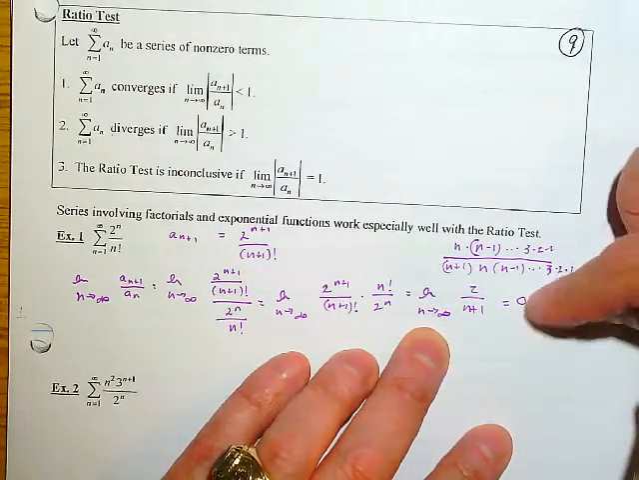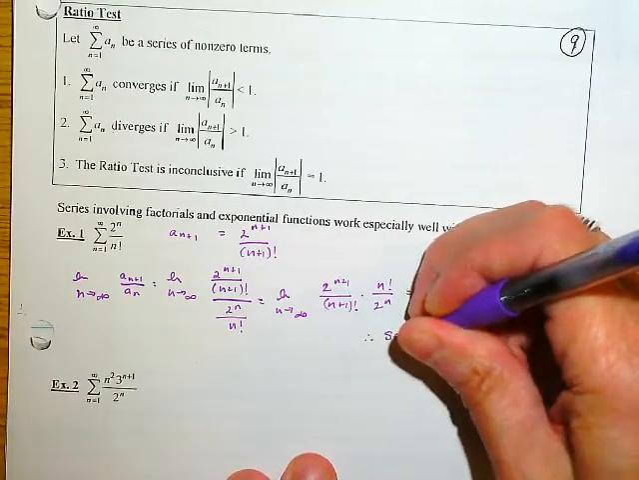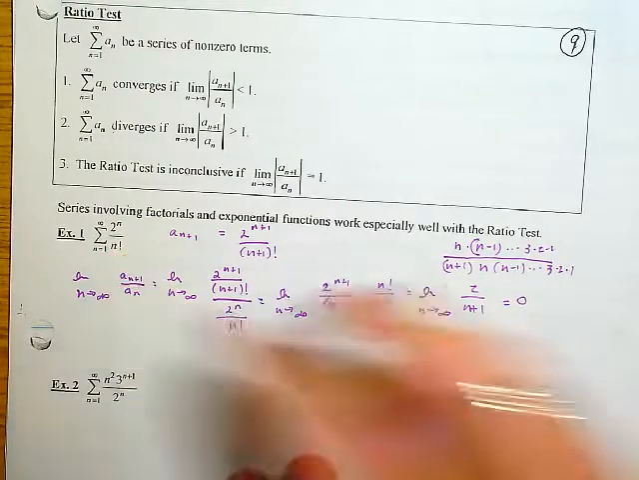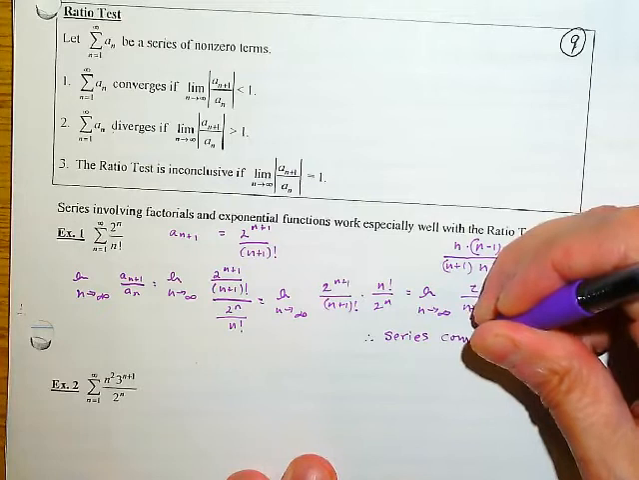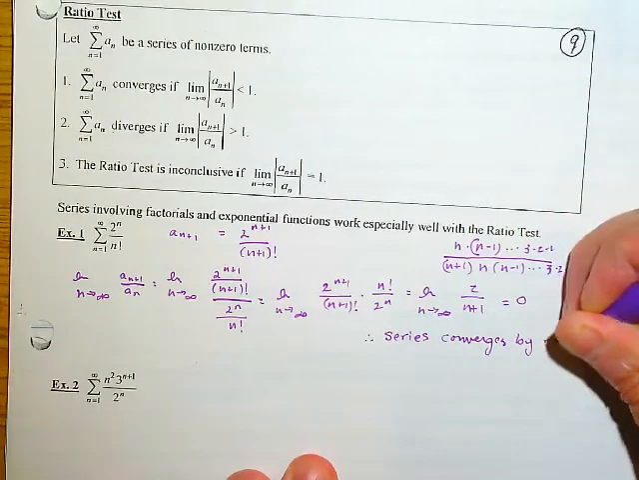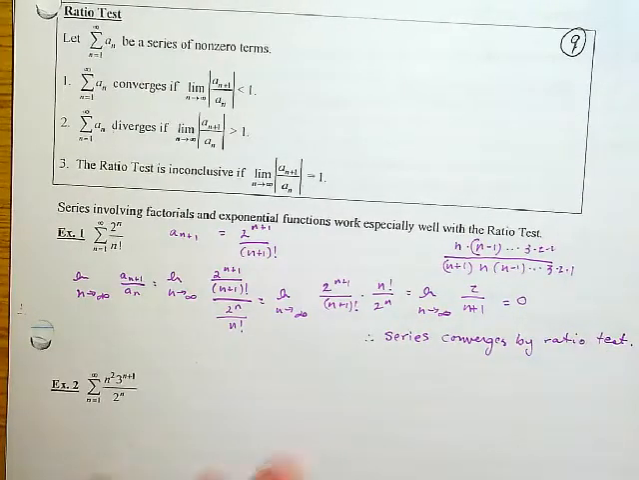That is less than 1, so we're good to go and say, therefore, the series, and we're talking about this series here, 2 to the n over n factorial, the series converges by the ratio test. Always name your test that you're using. Okay, next one.